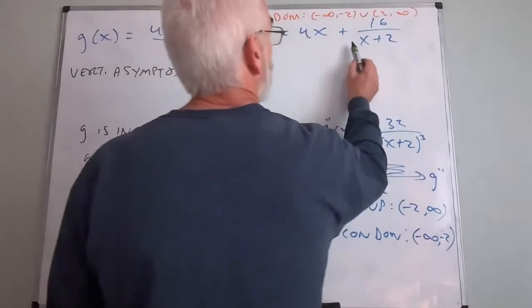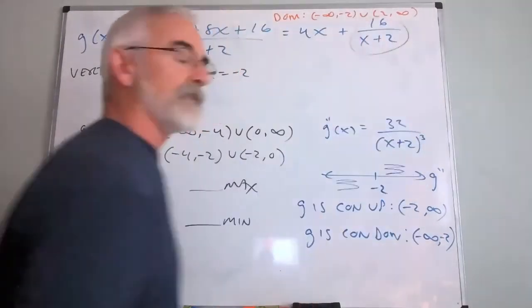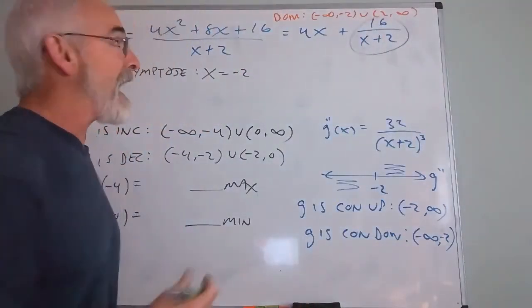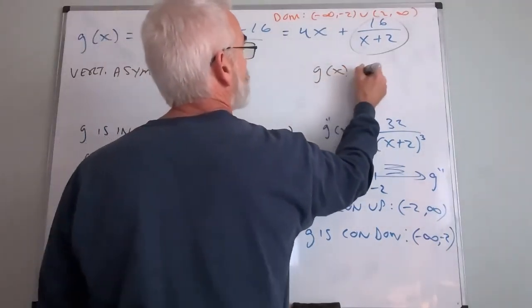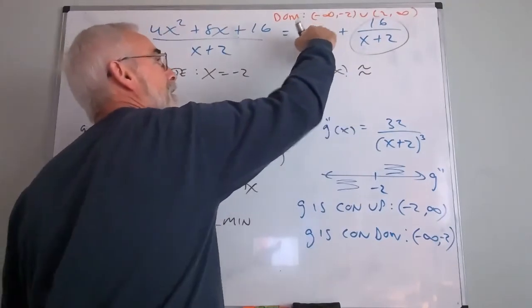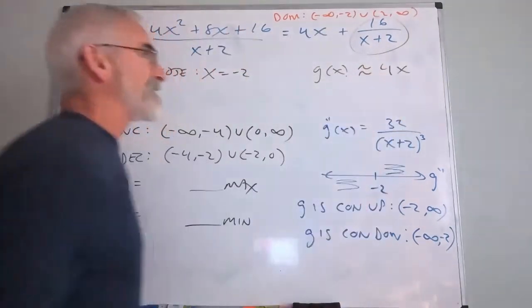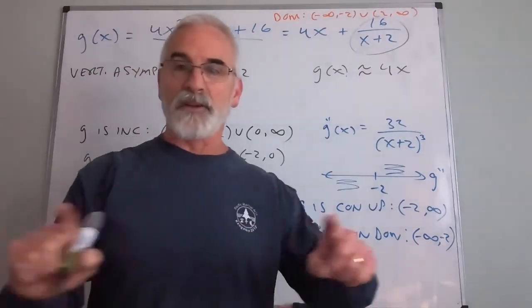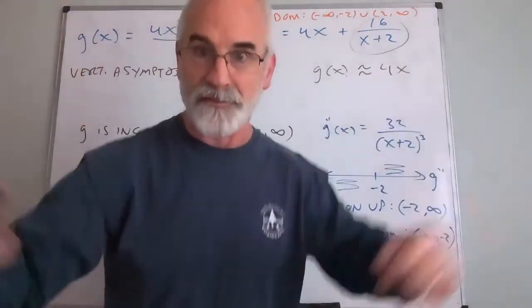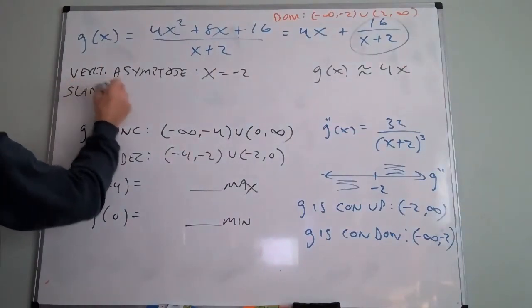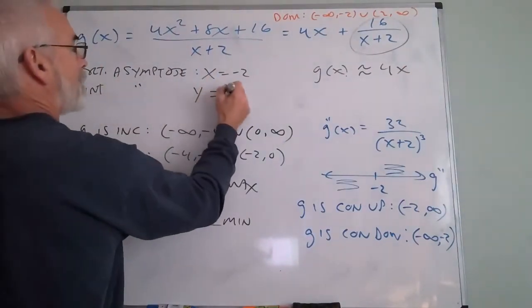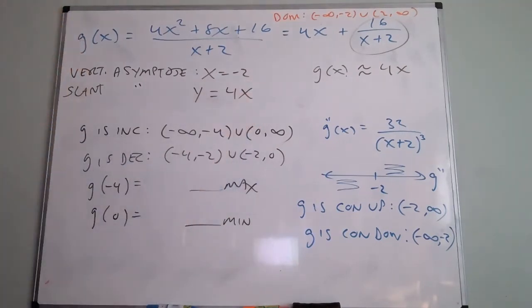But as x gets bigger and bigger, this guy here is a transient term. That means my original g, it is correct to say that g of x is asymptotic to what? To 4x. G of x doesn't equal 4x. As x gets bigger and bigger, g of x is going to think it's 4x. So I have a slant or oblique asymptote, the line y equals 4x. Now this makes for a very interesting graph.